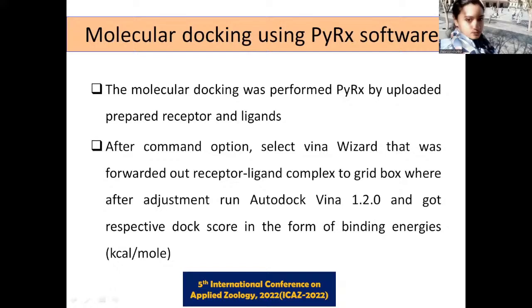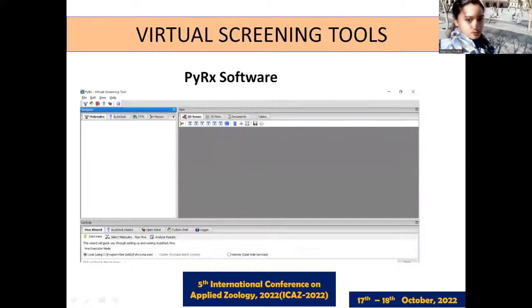In the PyRx software, we upload our desired targeted receptor and ligands, and you can see the software here. On the molecule side, we uploaded the ligands and receptor, and then we start the Vina wizard. And in the gray area, we get our 3D structure of the ligands and receptor, and then we run the Autodock Vina and get our result of docking score.